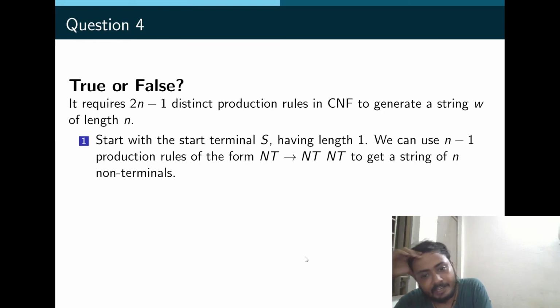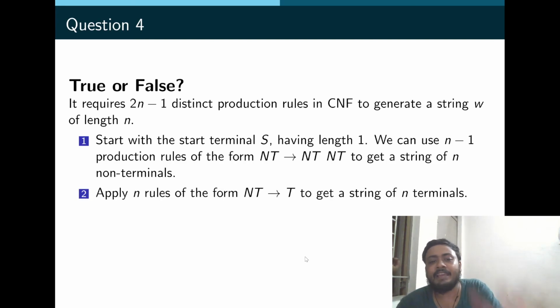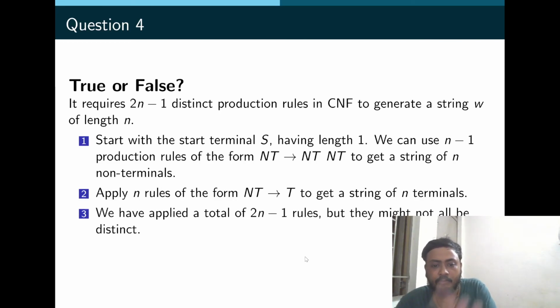So why, we'll explain. In CNF, we start with the start symbol S, which has length 1. After that, we can use n minus 1 production rules of the form non-terminal gives non-terminal non-terminal, and that will give us a string of n non-terminals. Then we can apply n rules of the form non-terminal gives terminal to get a string of n terminals. This is how we can generate a string of length n from the start symbol S for any grammar. The key thing is we have applied a total of 2n minus 1 rules, so you need 2n minus 1 rules at least.